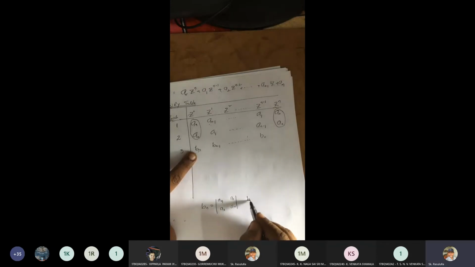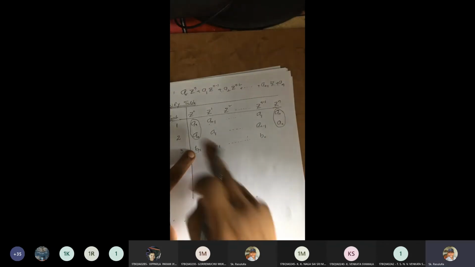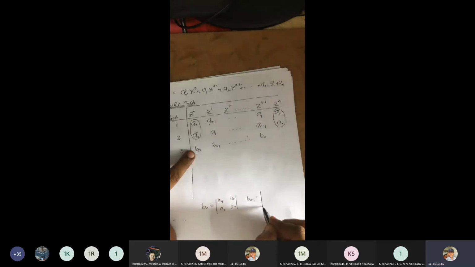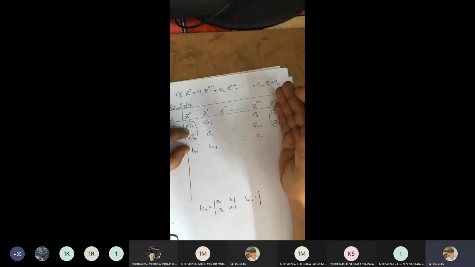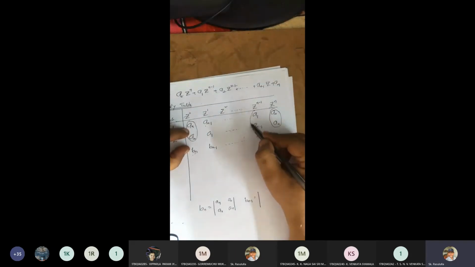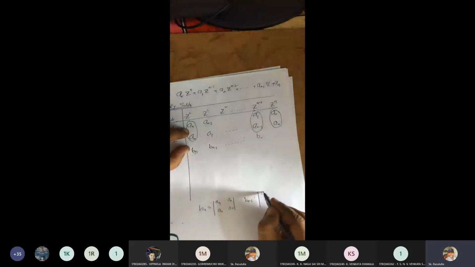Then what will be bn minus 1? First element ante rasam idi. Then bn minus 1 is equal to these 2 elements will be like this. Ee column ilage untundi. Then we will come from this last row towards left. Next ee column తీసుకుంటాం. So an a0 and this will be a1 an minus 1.